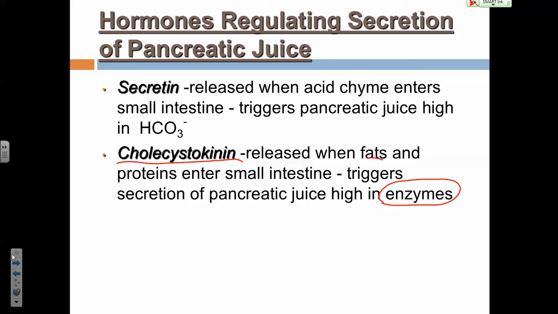Secretin is released whenever acids, which are always in chyme because there's always hydrochloric acid, trigger it. And because it's triggered by the acid, it's going to cause the pancreas to produce the chemical that counteracts the acidity. So if you know the trigger for these, that'll help you figure out which cells in the pancreas they work on, to counteract the trigger.